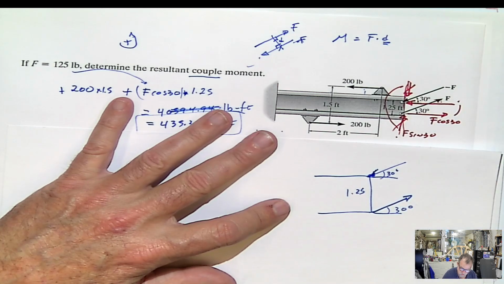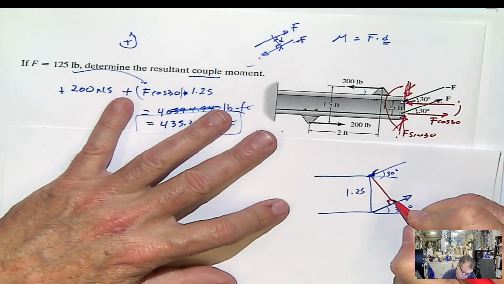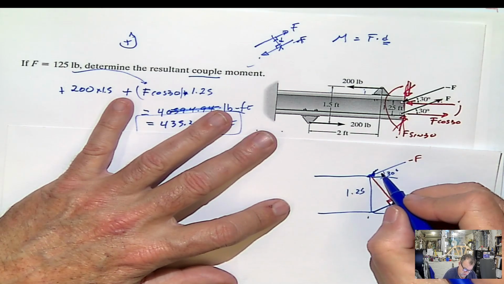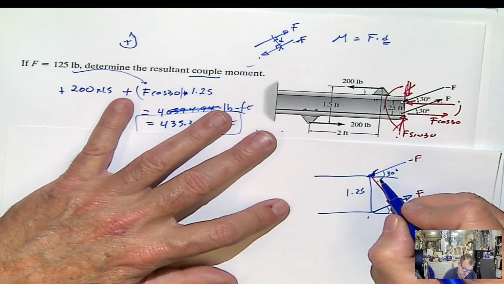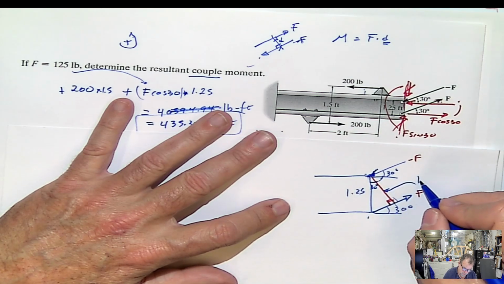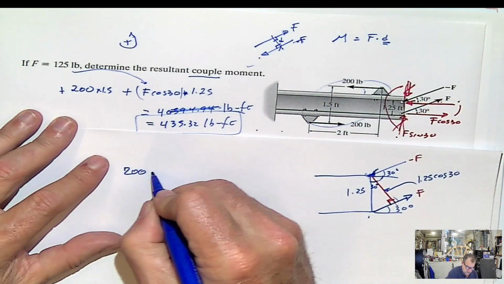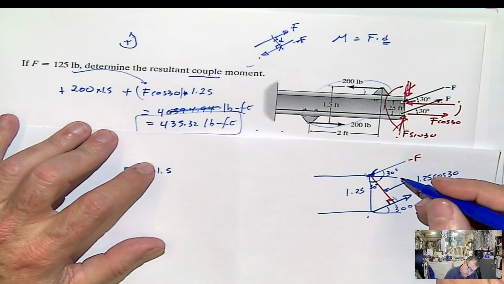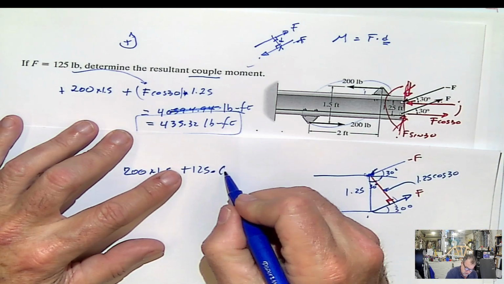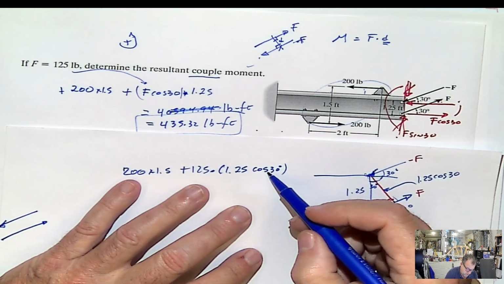Good. So instead of decomposing this force, I could have just worked out the perpendicular distance between this force and this force. I know this is 125. I know this is 30, meaning if this is 30, this is 60, and if this is 60, this is 30 again. Meaning this distance is going to be 1.25 cosine 30, and the problem will stay the same for these two, 200 times 1.5, but now it will be the value of the force, 125, multiplied by the distance, 1.25 cosine 30 degrees.